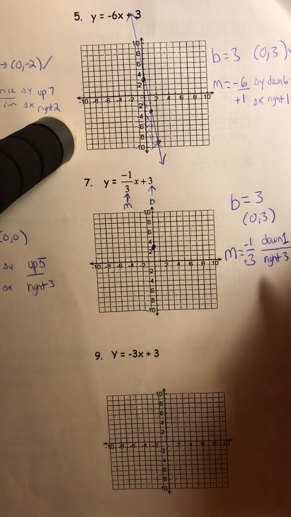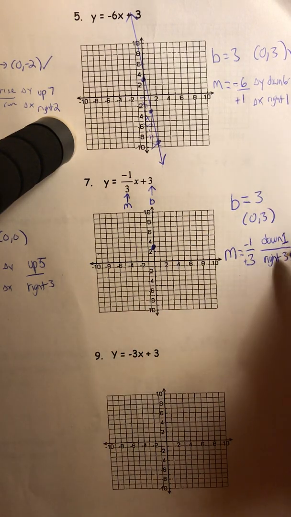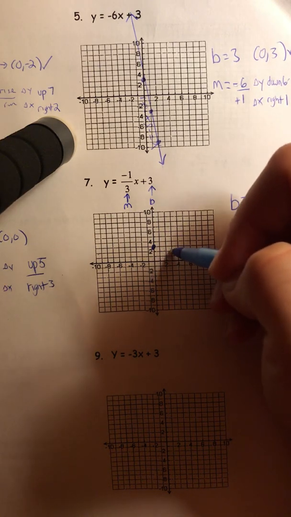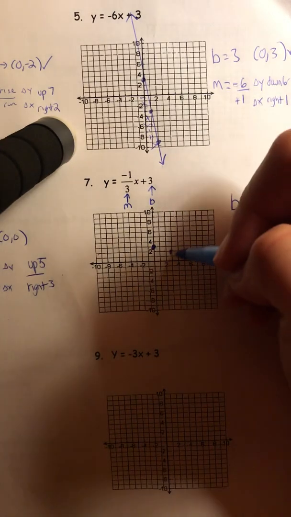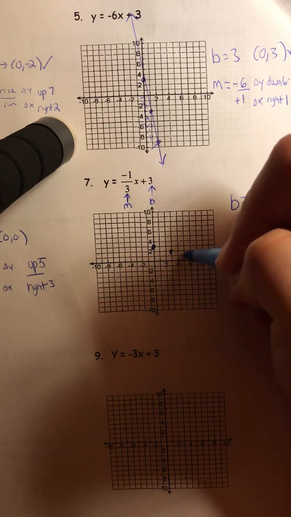So, again, different than plotting points. So we're going to start here. What did I say? Down 1, right 3. So down 1 box, take a turn, go 1, 2, 3. And you could keep continuing that pattern. Down 1 over 3. Down 1, 1, 2, 3.